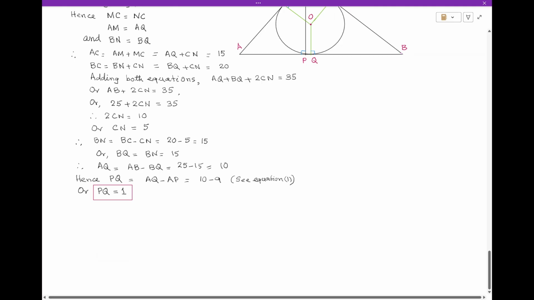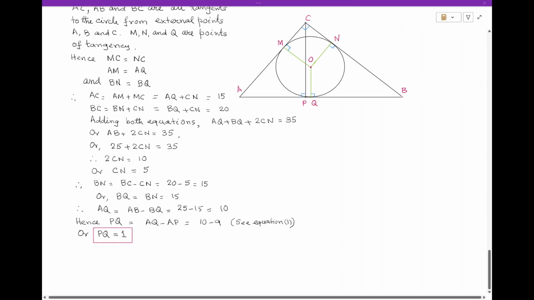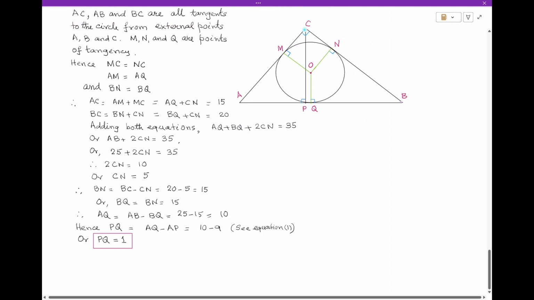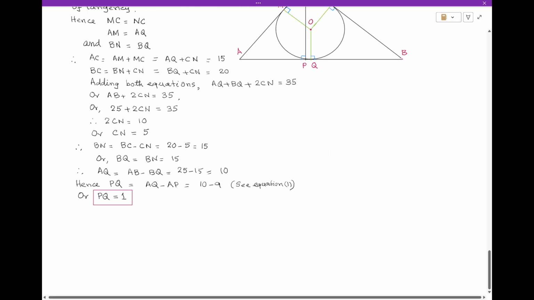Remember that we have to find PQ, and PQ is equal to AQ minus AP, which is 10 minus 9. Remember, we found the value of AP to be 9 in equation 1. Therefore, PQ is equal to 10 minus 9, which is 1. So, this is the distance from the center of the incircle to the altitude of the triangle from C to the hypotenuse AB. And this is the answer. Thank you.